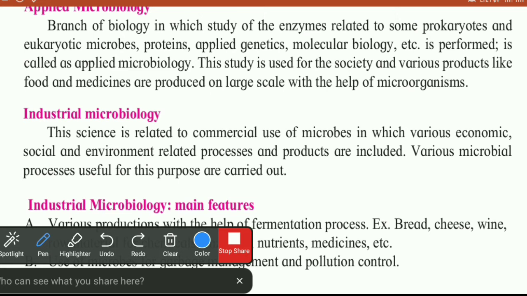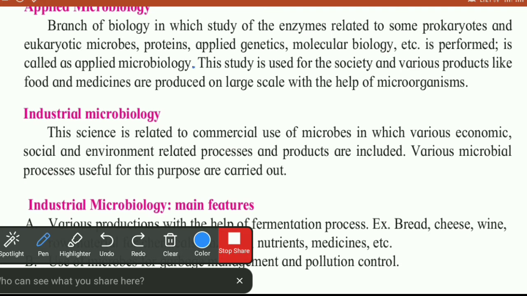Then it comes to proteins. There are many proteins which are synthesized inside the body and in the industries. Many microorganisms are used for the synthesis of certain foods which include a certain type of protein, like in applied genetics and molecular biology. This study is said to be applied microbiology.